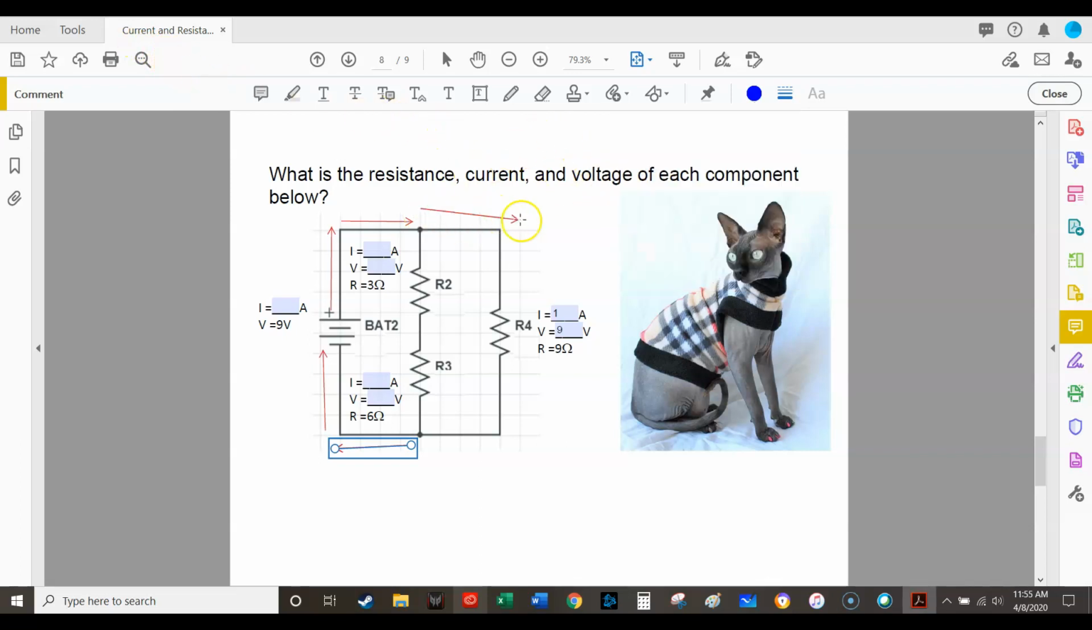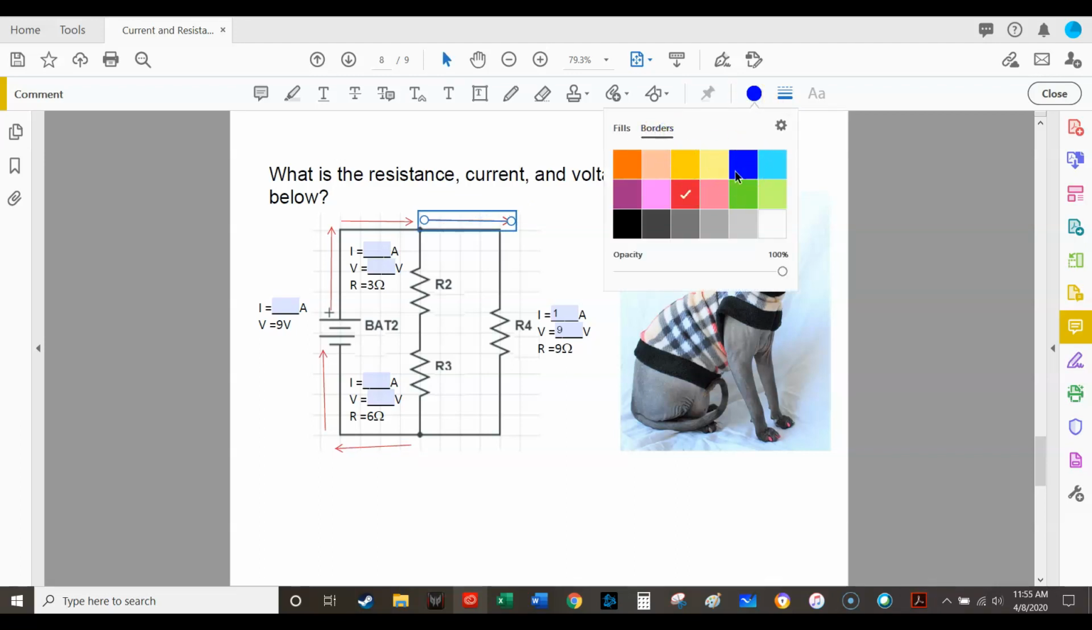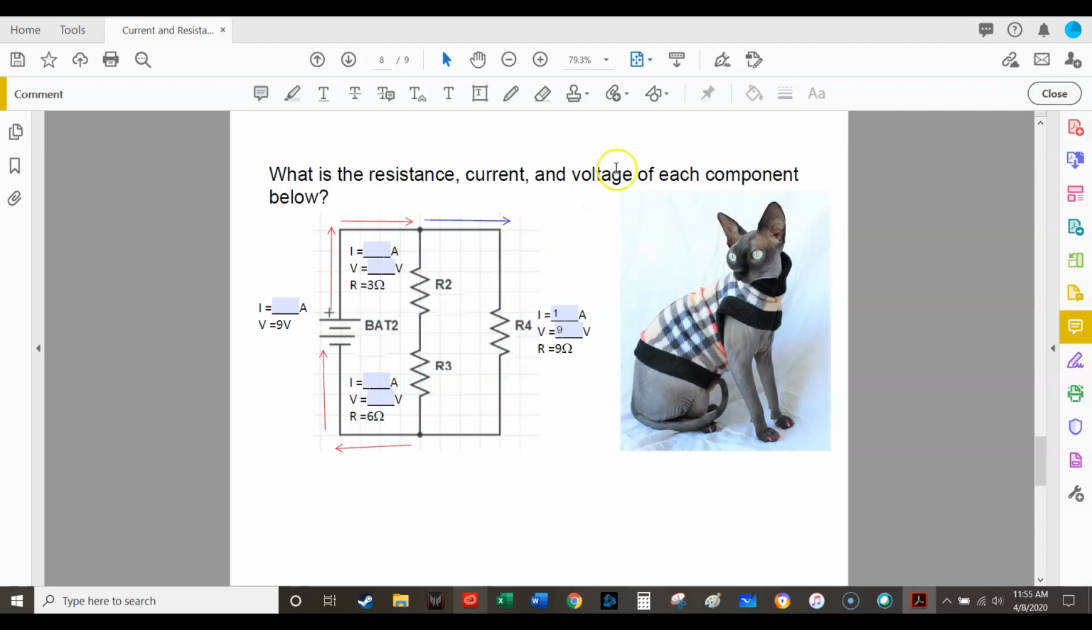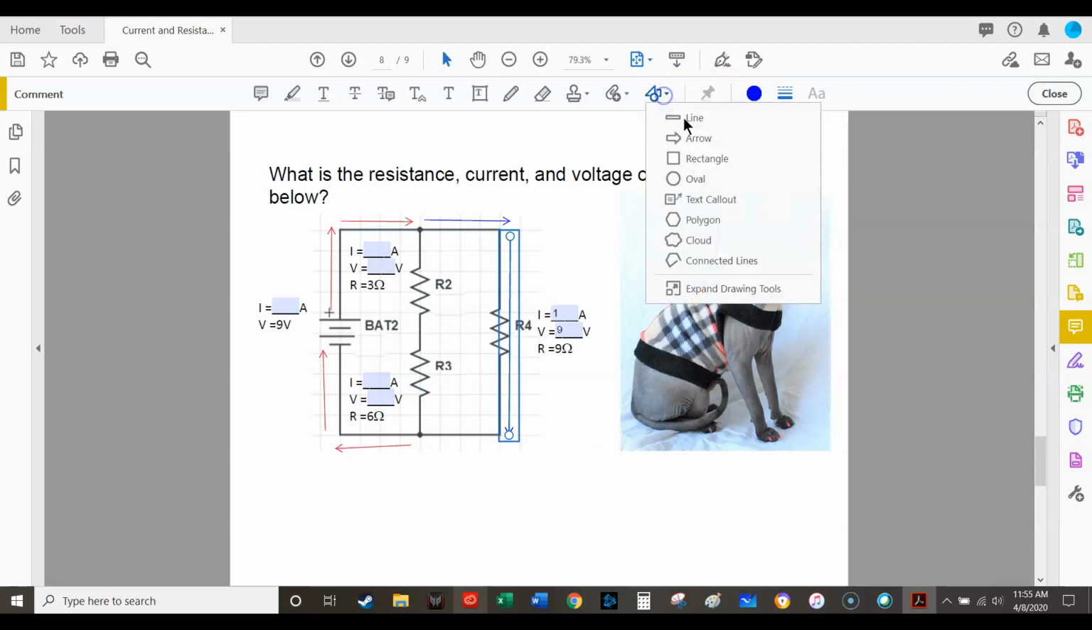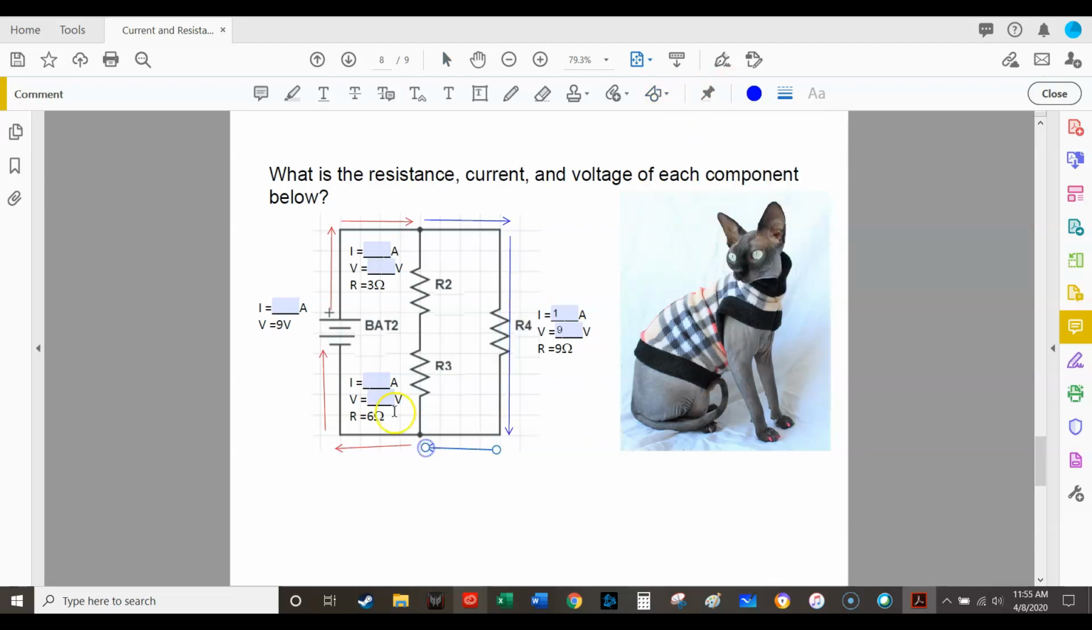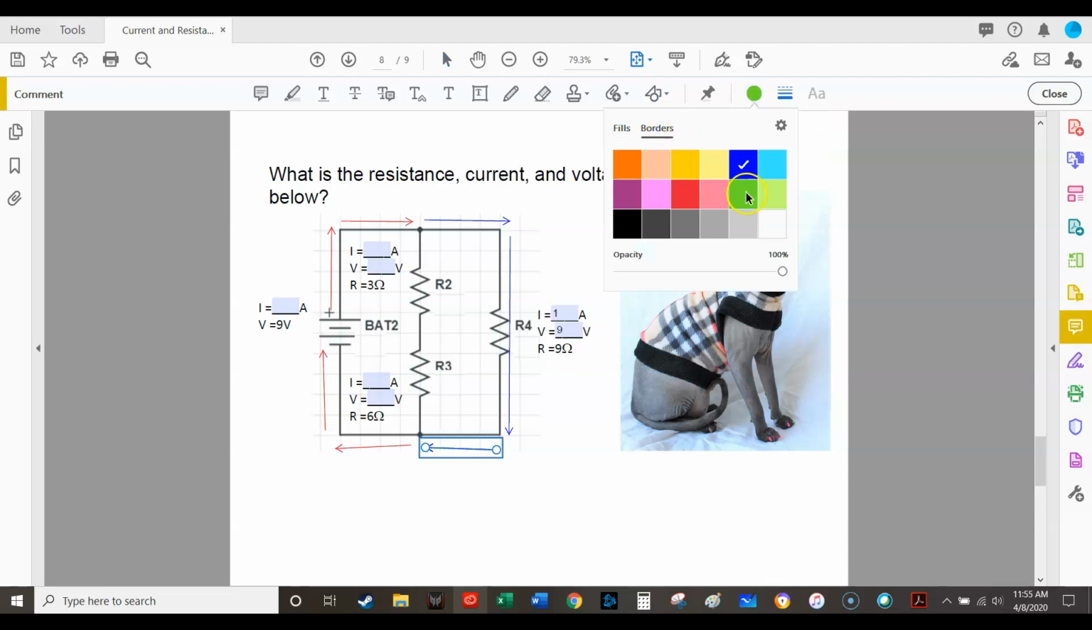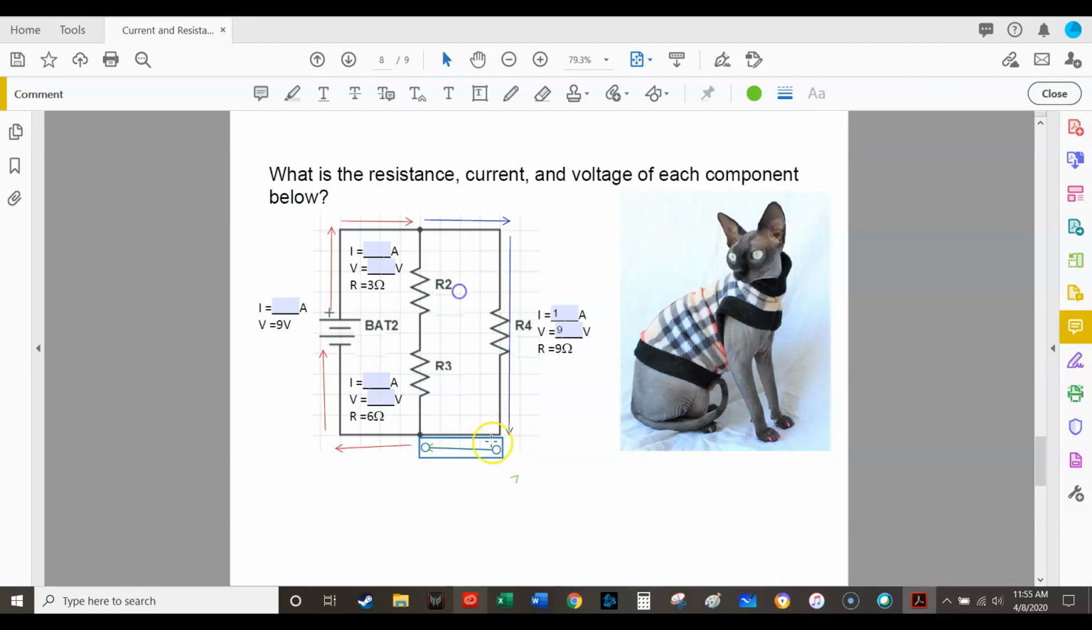So we're going to draw a different current, and we're going to call R4 as blue. And then it goes back in and combines back up with whatever goes through R2 and R3. R2 and R3 are on their own branch, so they are going to be a different current. R2 and R3 are their own current, green.